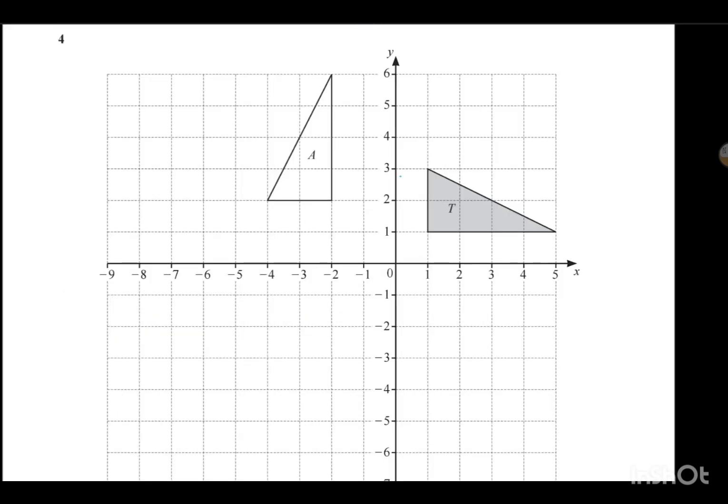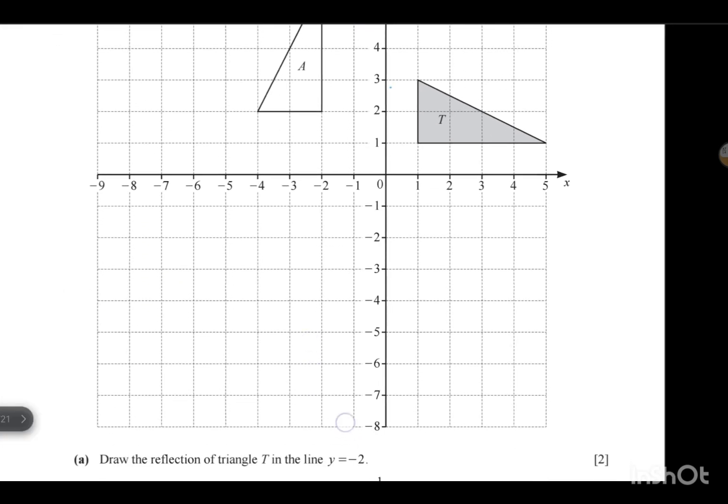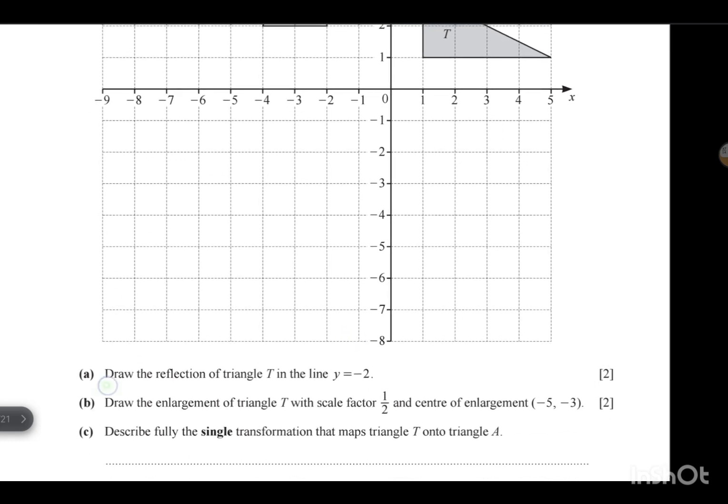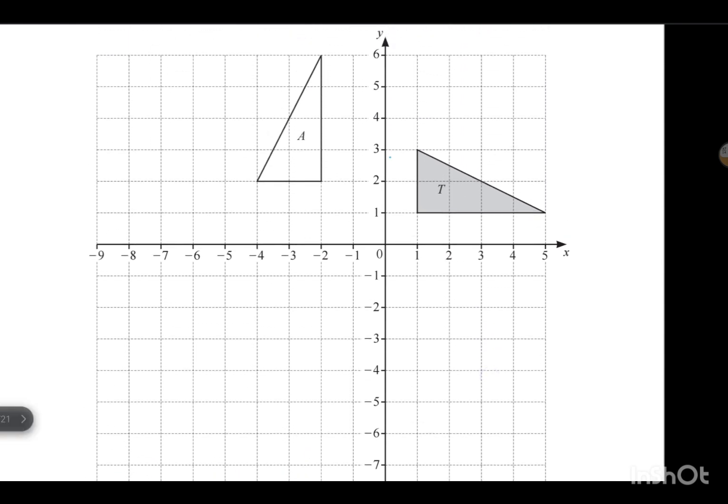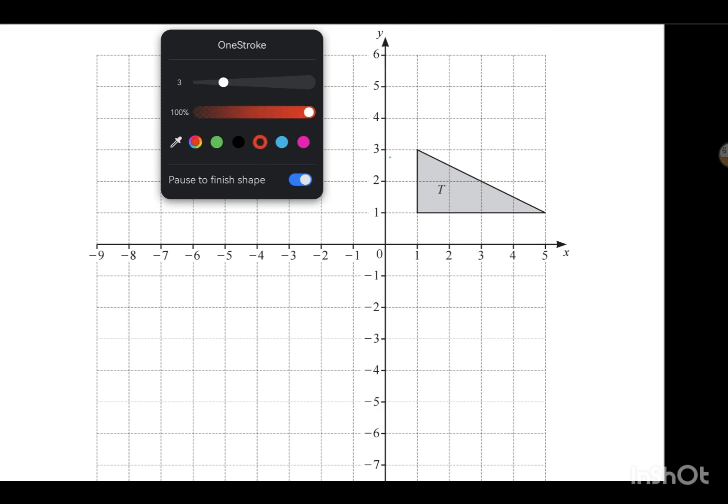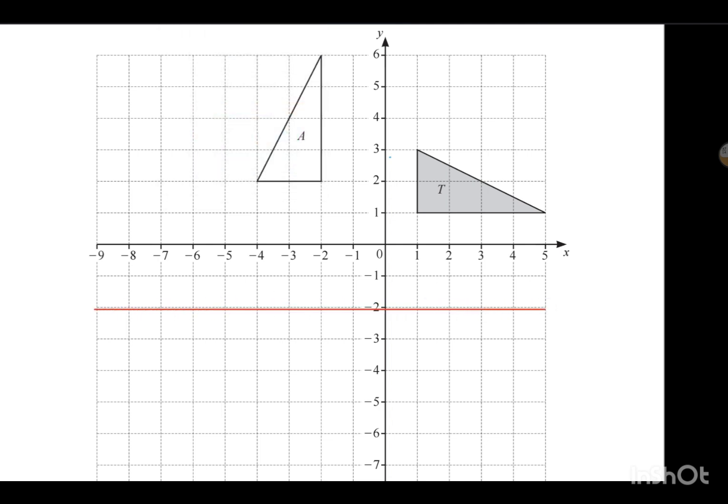Question 4. This is a transformation question. Question A: Draw the reflection of triangle T in the line y equals minus 2. The triangle T is this. You have to draw its reflection in the line y equals minus 2. So y equals minus 2 is here, and the line of reflection will be this line. First draw this. You can use dashed lines also here. Now we have to draw the reflection of this triangle.